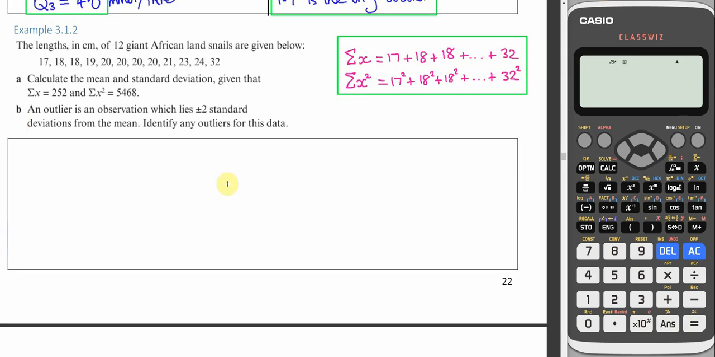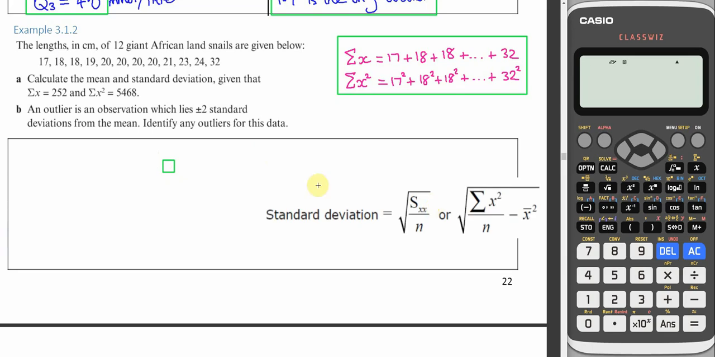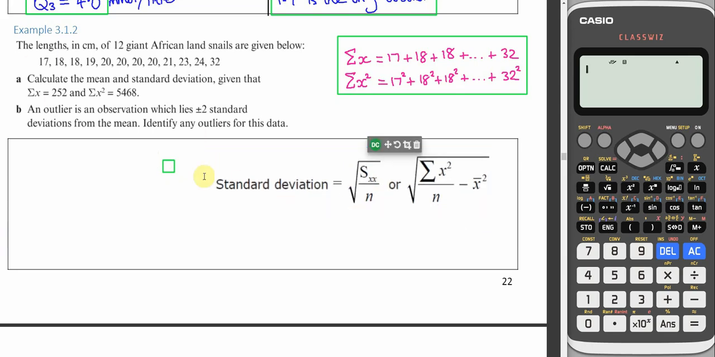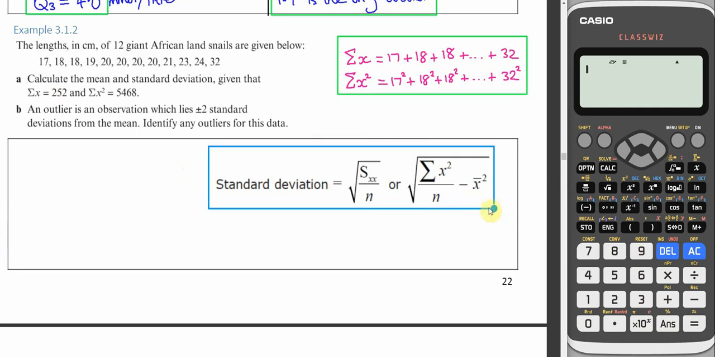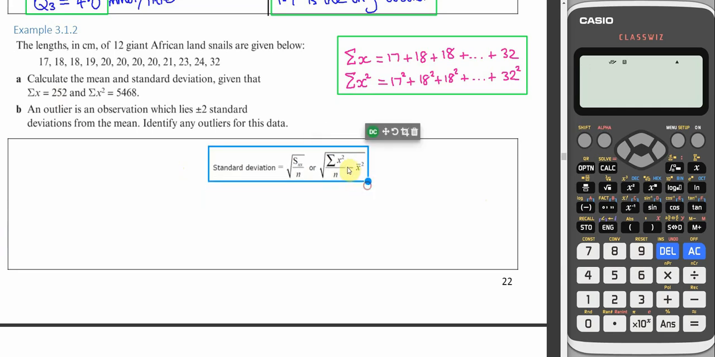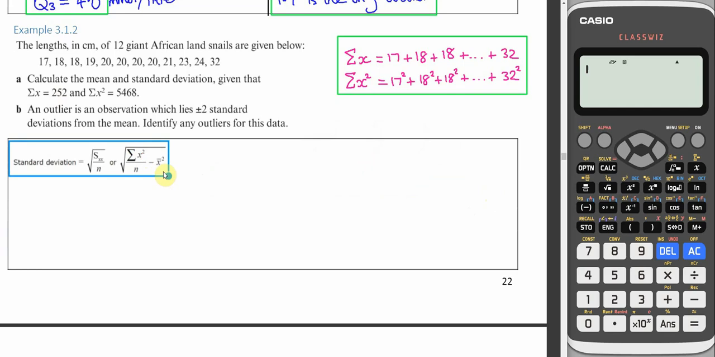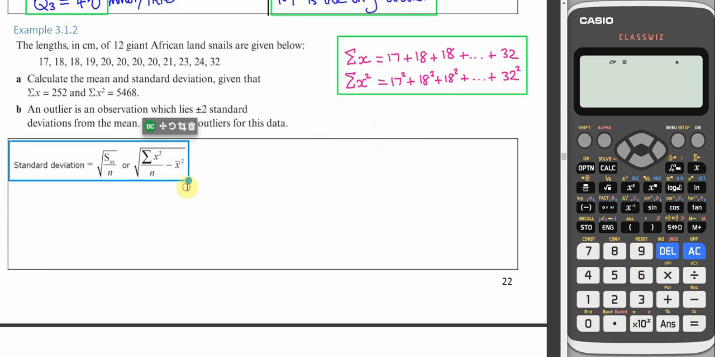So we're going to be finding the mean and the standard deviation. Here's what you're given in the formula book. Well, part of what you're given in the formula book. This is what's relevant here. The standard deviation is that. I'm going to make use of that to find the standard deviation. Now the formula book does tell you what is meant by capital Sxx, but I'm just going to use the version on the right here.